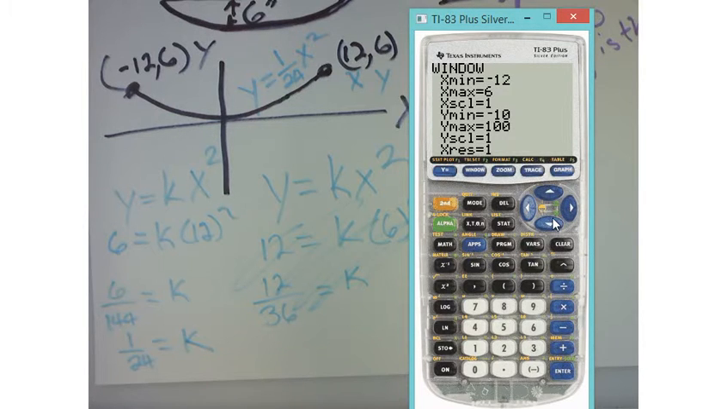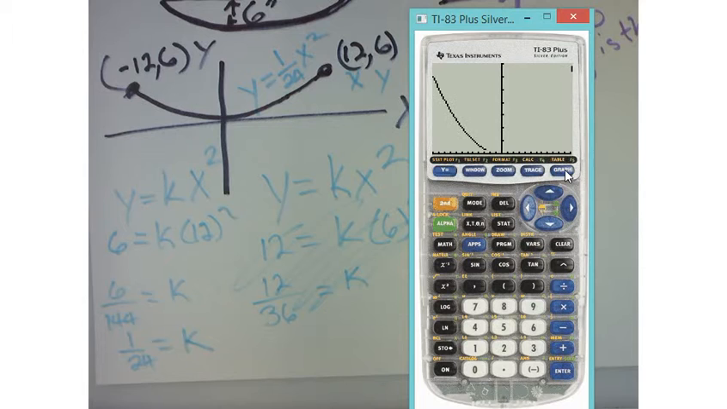Why do I keep doing that? I keep switching my x and y's around. To +12, and then what do we know about the y minimum? 0. What's the y maximum in this case? 6. So we'll go a little bit above that, 7. And we hit graph. And so that's what we're looking at, roughly. Okay?